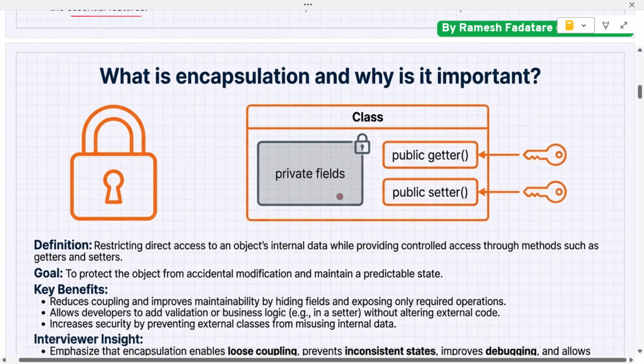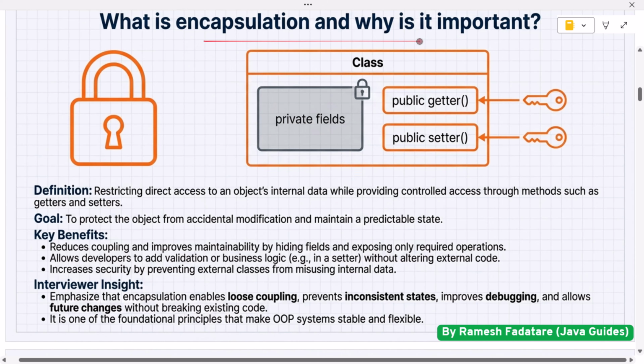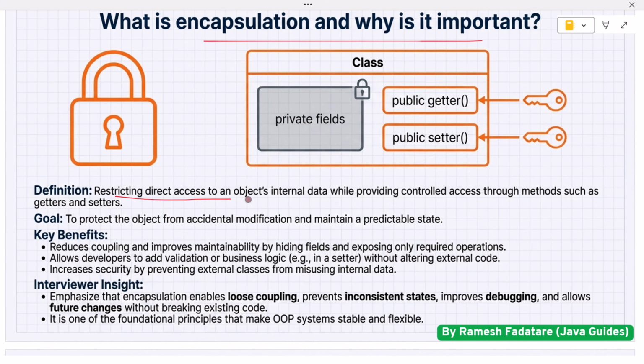Next, what is encapsulation and why is it important? Encapsulation means restricting direct access to an object's internal data while providing controlled access through methods such as getters and setters. The goal is to protect the object from accidental modification and maintain a predictable state.